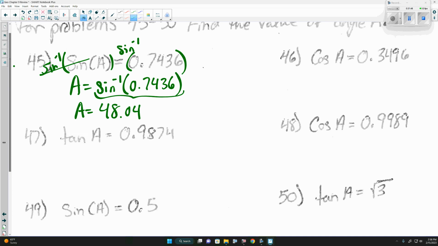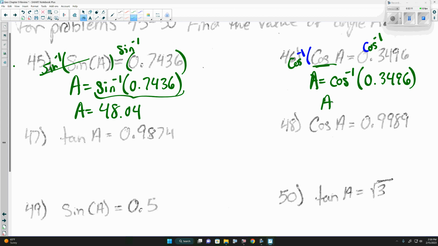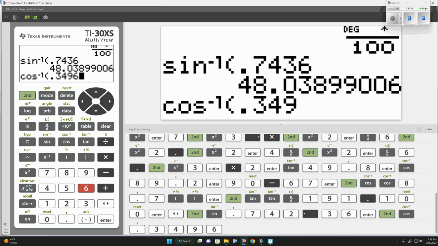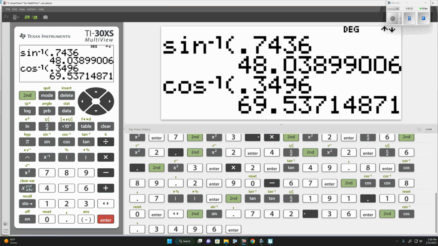Questions on number 45? 46, what would we use? Cosine inverse. And the reason we're using cosine inverse is because we don't have sine anymore, we have cosine. So those will cancel out, giving us A is equal to cosine inverse of 0.3496. And again, in the calculator, we can say second cosine inverse of 0.3496, which is 69.53.